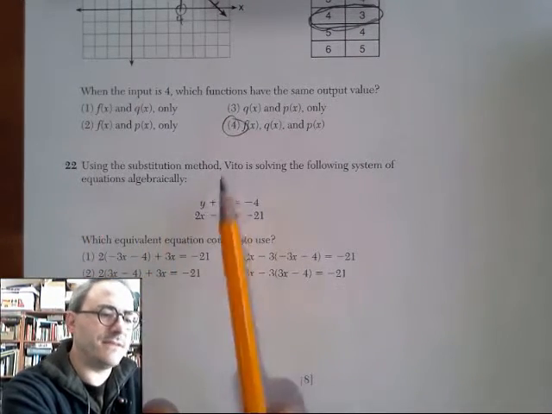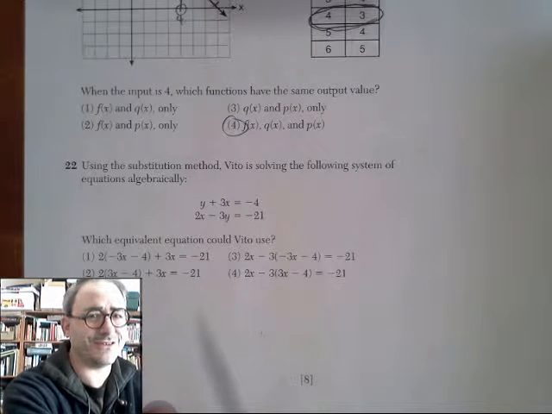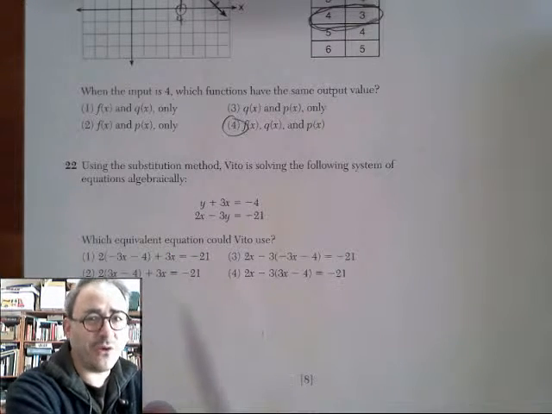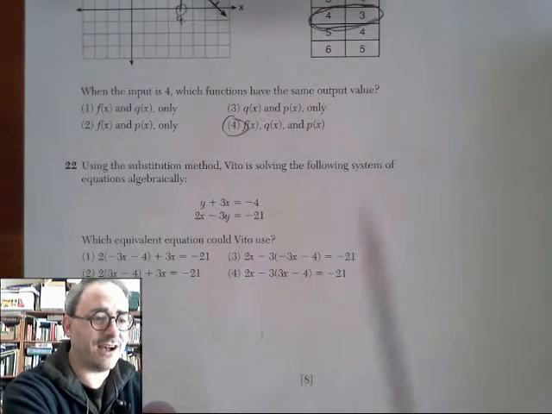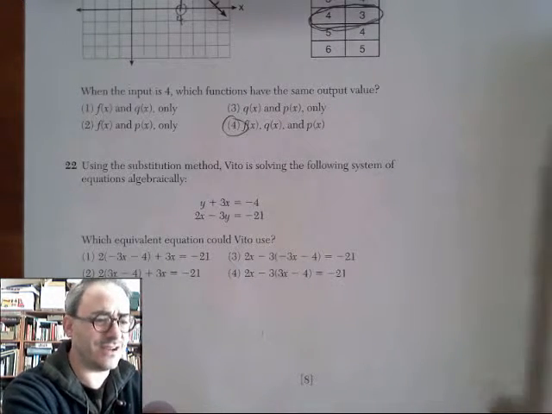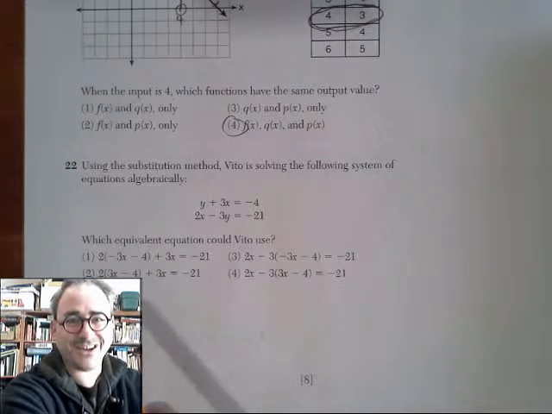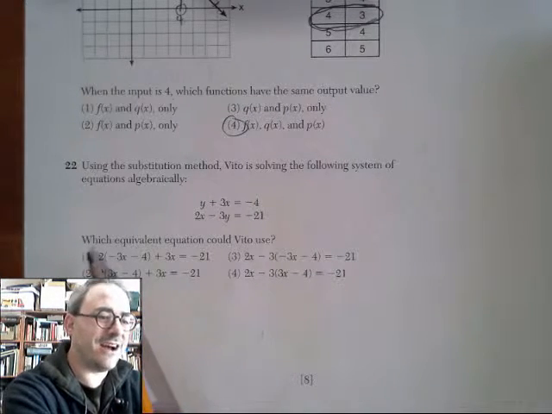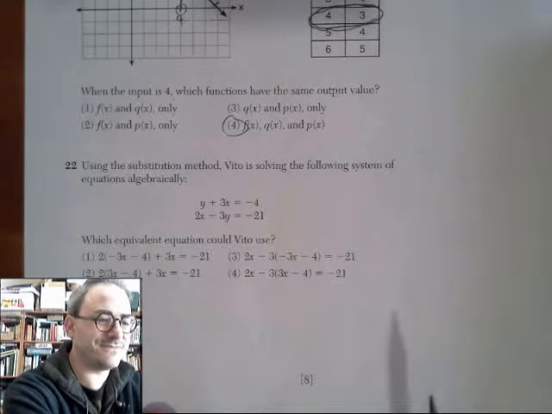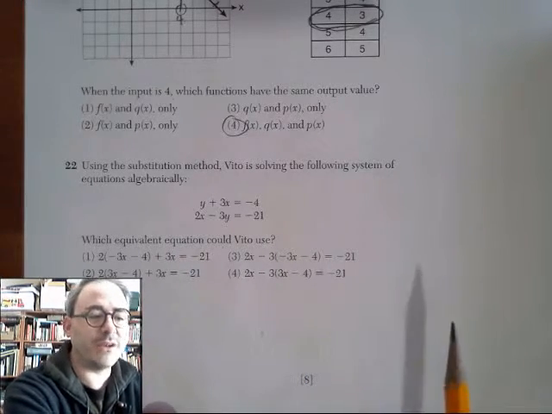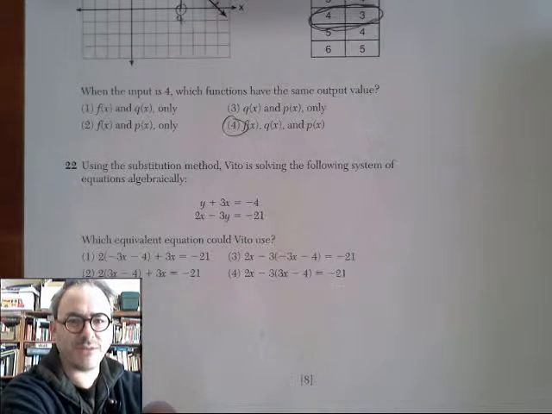Using the substitution method, Vito is solving the following system of equations algebraically. Oh, systems of equations. We did some of these. We spent 3 or 4 days on systems of equations, but they're not easy. Remember, these are the ones that sometimes take a half page. Which equivalent equation could Vito use? All right. Oh, maybe we don't have to do too much work here. Let's take a look. Pause the video here and see what you can come up with.